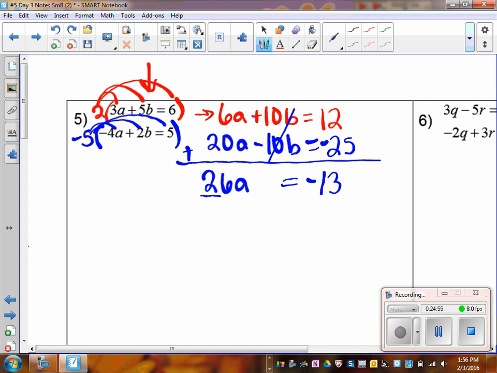All right, let's divide by 26 on both sides. We're going to have a fraction. Yeah, a fraction. Negative 13 over 26 reduces down to negative 1/2.